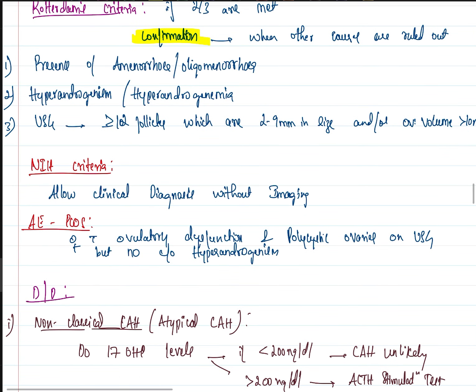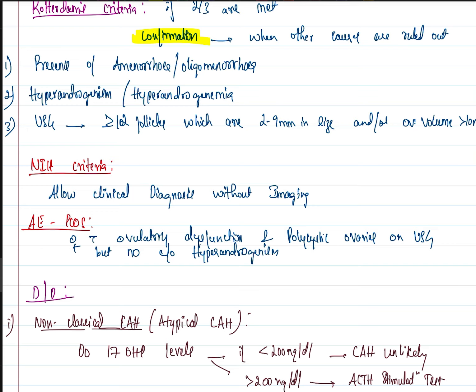Okay, so NIH criteria allows clinical diagnosis without imaging. See, any person coming to you with the presence of a menstrual irregularity with hyperandrogenic features, you need not do ultrasound to know the PCOS features. The two criteria itself is telling you that this is PCOS. You need not get an ultrasound done.